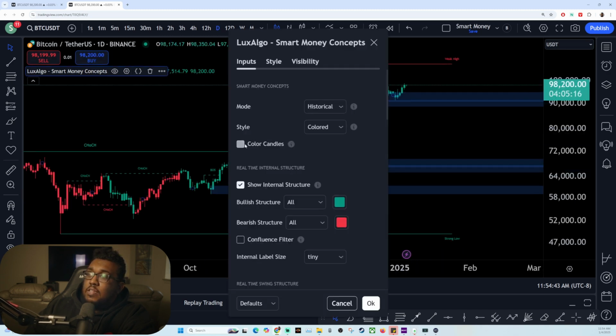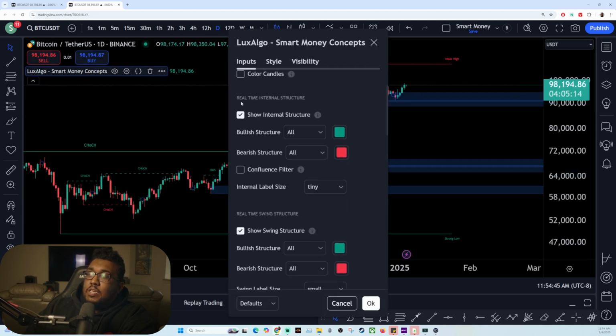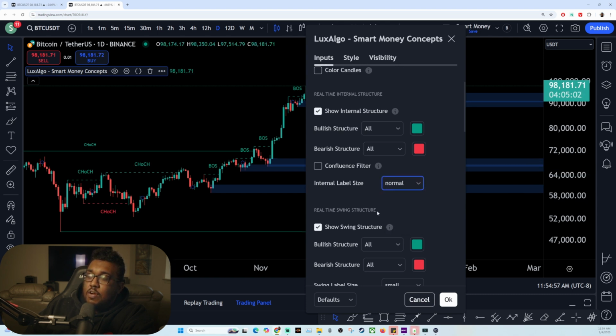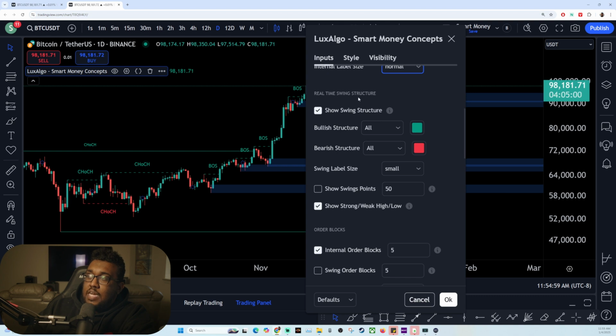I'm going to go back down the list, take off colored candles, and now we're going to be looking at real-time internal structure. So for this one, what I'd actually recommend before we get started, you're going to see the internal label size here. I want you guys to make this from tiny to normal, and it's going to make these look larger. Go down a little bit more to real-time swing structure, make it go from small to normal. It'll make those ones a little bit larger as well.